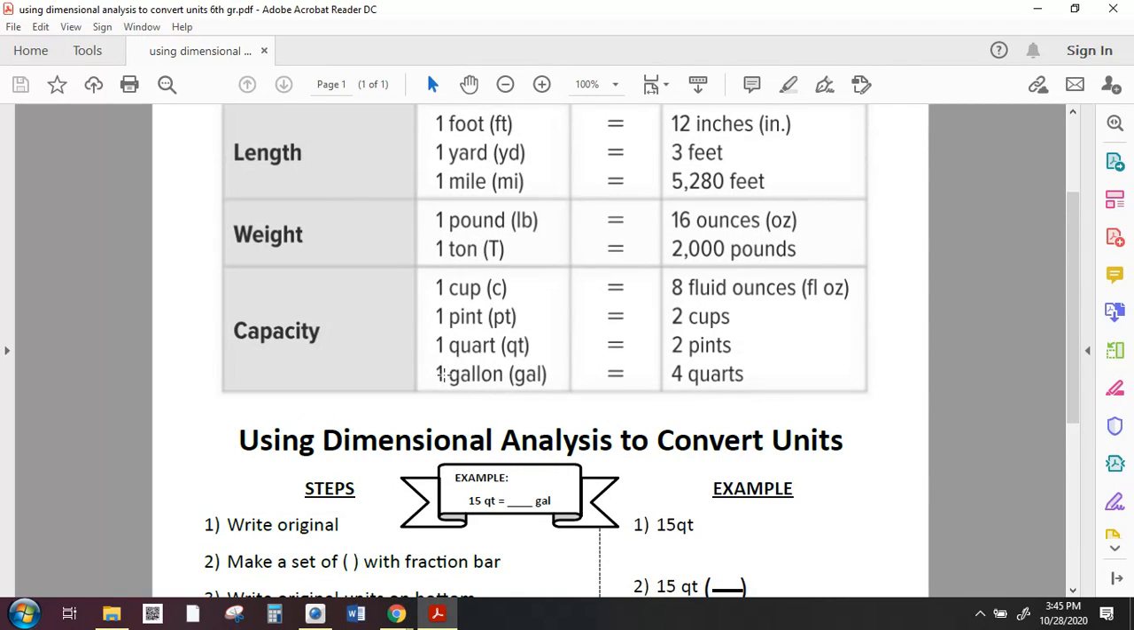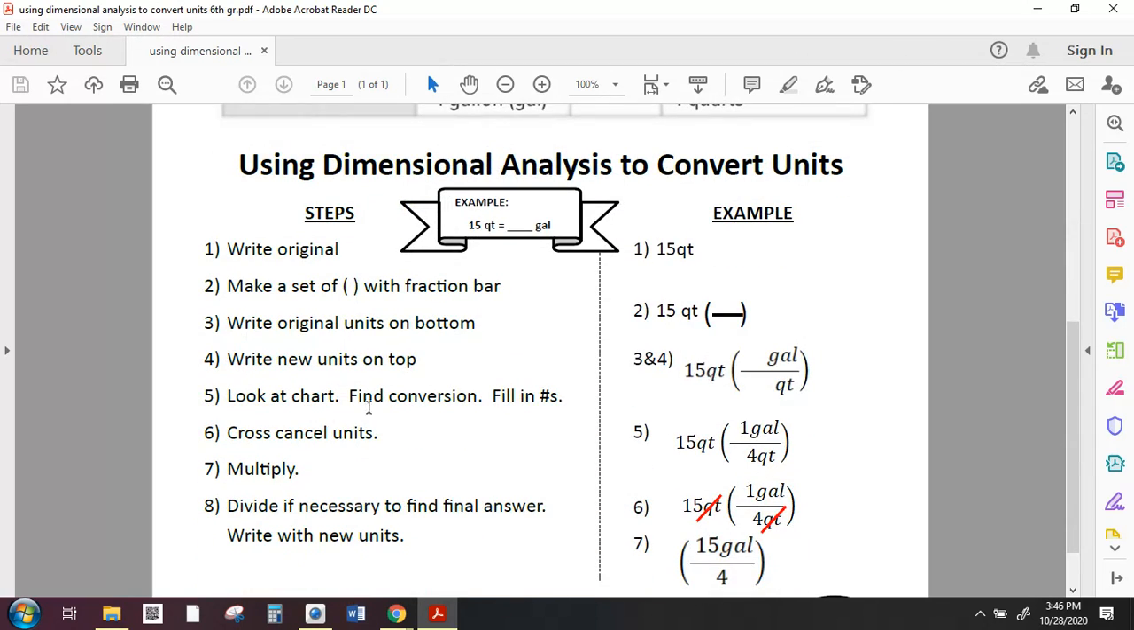So 1 gallon is 4 quarts, and it's important that you read the whole thing because sometimes things are flipped upside down. So 1 gallon is 4 quarts. I'm going to fill in the numbers based on the labels. 1 gallon was here, so the 1 goes with that, is 4 quarts. Quarts is on the bottom, so the 4 goes with that.